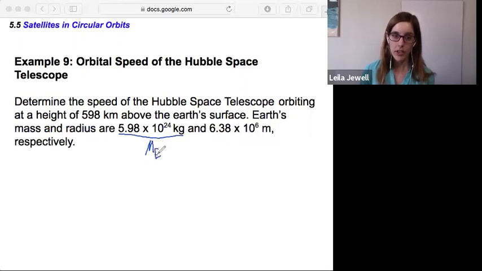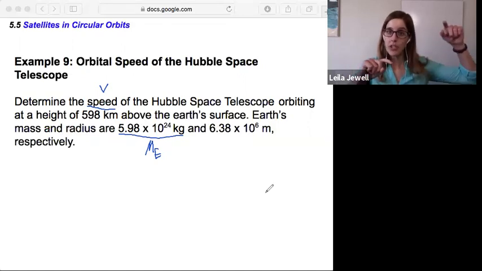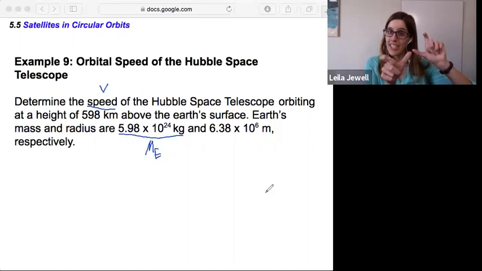The other thing we need to determine the speed v is the radius. But notice they give us two different distances here. So what are we going to use for the radius? Remember, the radius is the full distance from the center of the Earth out to the satellite. That means we need both the distance the satellite is from the Earth's surface as well as the radius of the Earth. Let's check it out in the calculation.